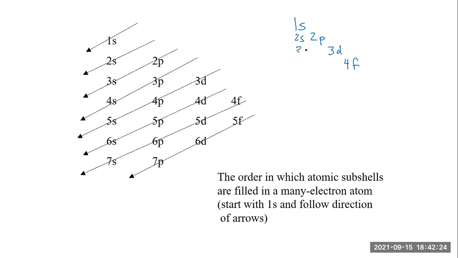2s, 3s, 4s, 5s, 6s, 7s. Starting under the 2p, 3p, 4p, 5p, 6p, 7p. Starting under the d, 3d, 4d, 5d, 6d, 4f, 5f. So this is something that you could recreate really well and really easily.